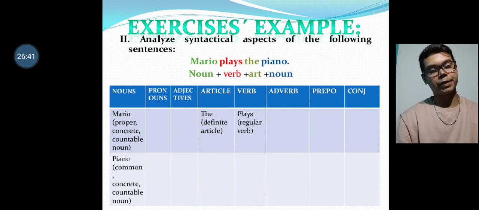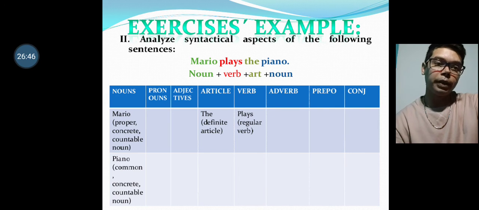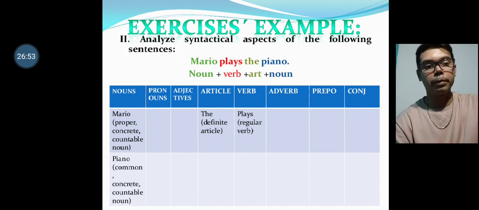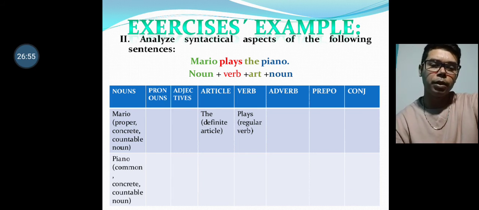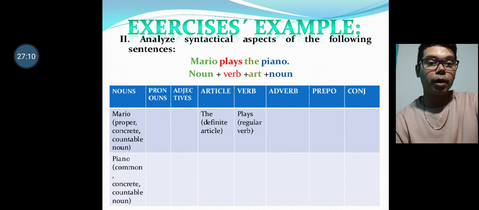Finally, there is an exercise example here in this video, so you can follow this example at the right moment where you have to make the analysis. Okay, you have to do the analysis of the sentence that you will be proposed. Okay, like for example, we say Mario plays the piano. Okay, in this case, Mario is a noun plus plays is a verb. The is going to be an article, and piano is going to be a noun. Okay, so we're gonna say that Mario is a noun that is a proper, concrete, countable noun.